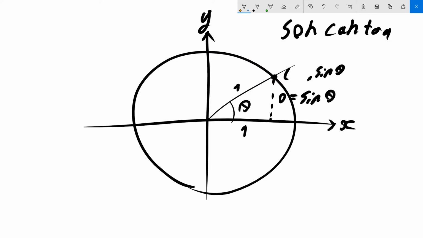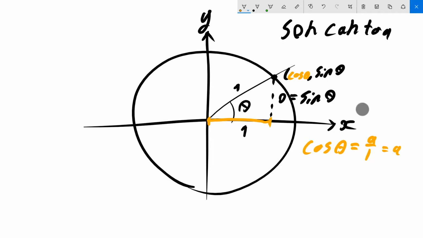So now let's look at the cosine, and we're going to look at this distance now because this is adjacent to theta. So cosine of theta is going to equal the adjacent over the hypotenuse, 1. So it's just equal to the adjacent. Well, again, we're on the xy plane, so how far this distance is across is just going to be our x value for this point right here. So we can say that this x coordinate is cosine theta.